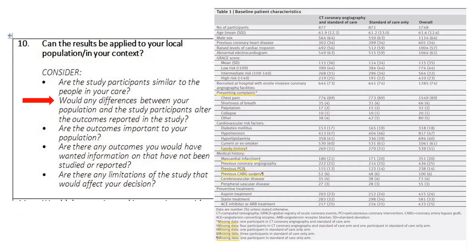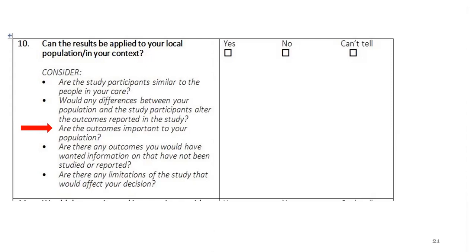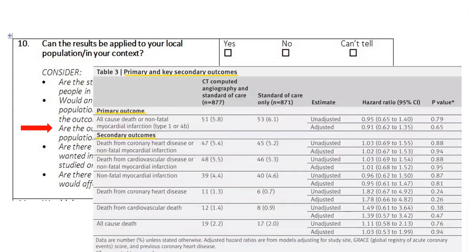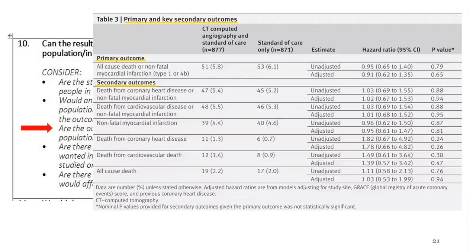And next, would any difference between your population and the study participants alter the outcome reported in the study? It was done in the UK, so there is no difference. Next, are the outcomes important to your population? Basically, in the outcome section it has already written the primary and secondary outcomes, so it is important to see the outcome for our population.